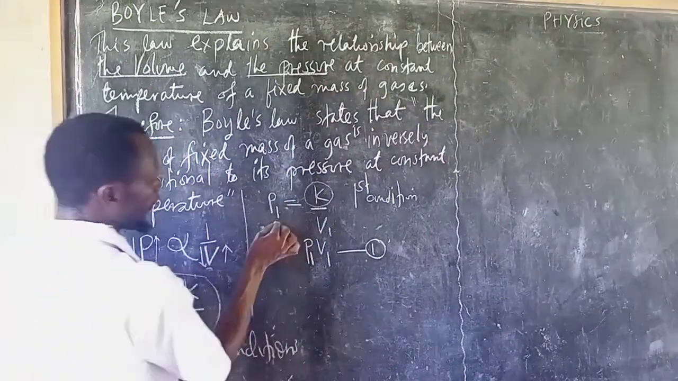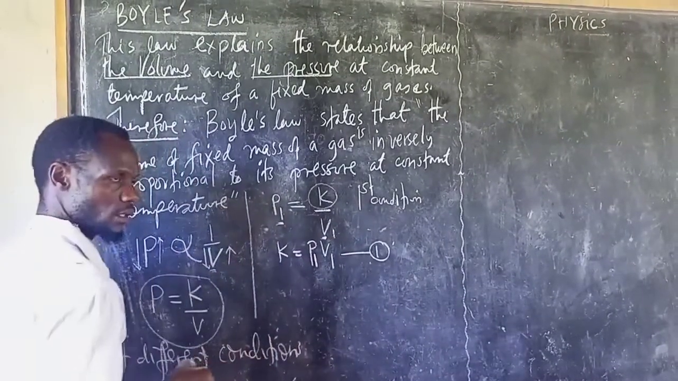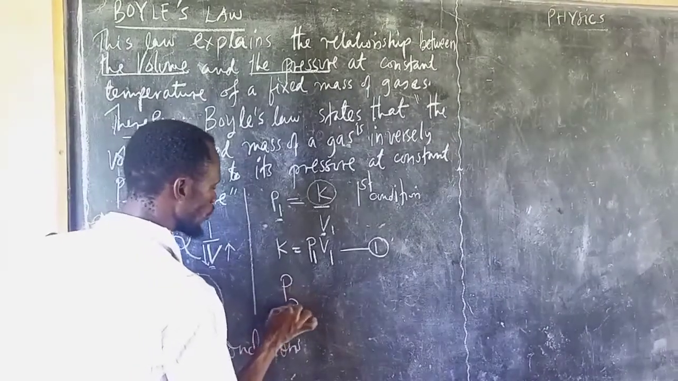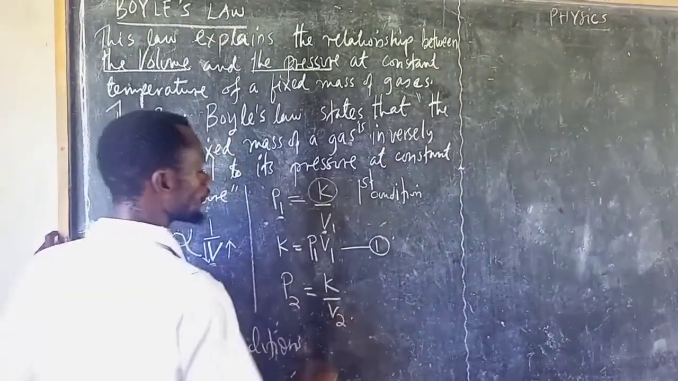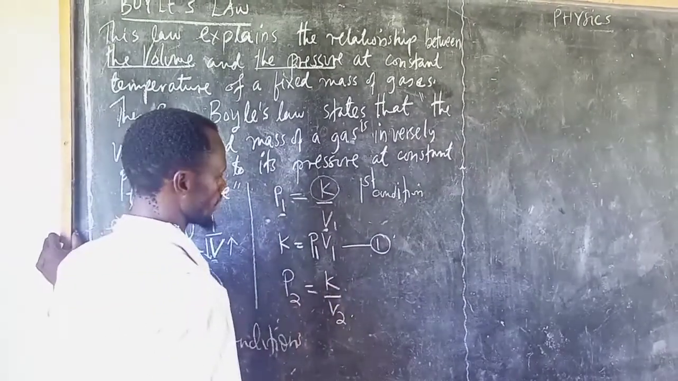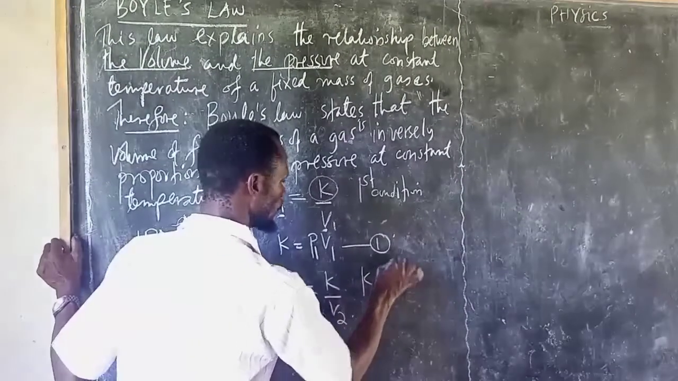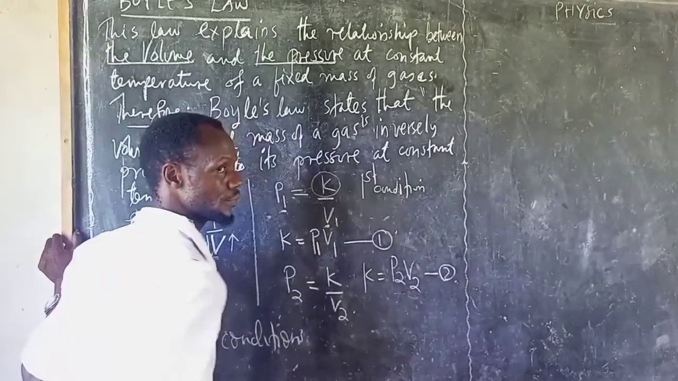And then once the pressure is changing, the volume will also be changing. What if the pressure is changed to P2? It will be equal to K over V2. Now the volume also will be changed, but the temperature will remain constant. From there, we'll have K is equal to P2 V2. Now this gives the second equation.